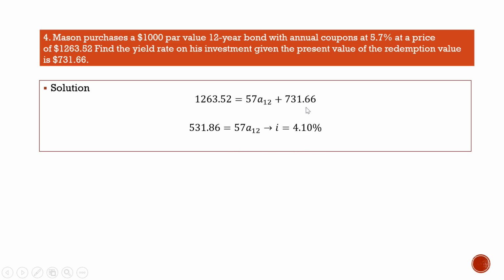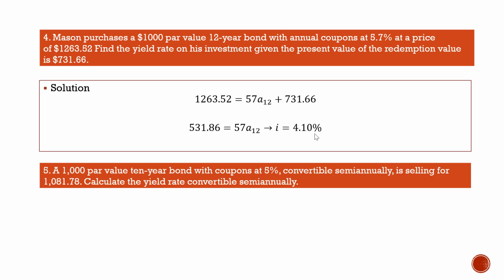731.66. Now simplify the equation. We have 531.86 equals 57 a_12. Using this equation, we got the interest rate, the yield rate is 4.10%.